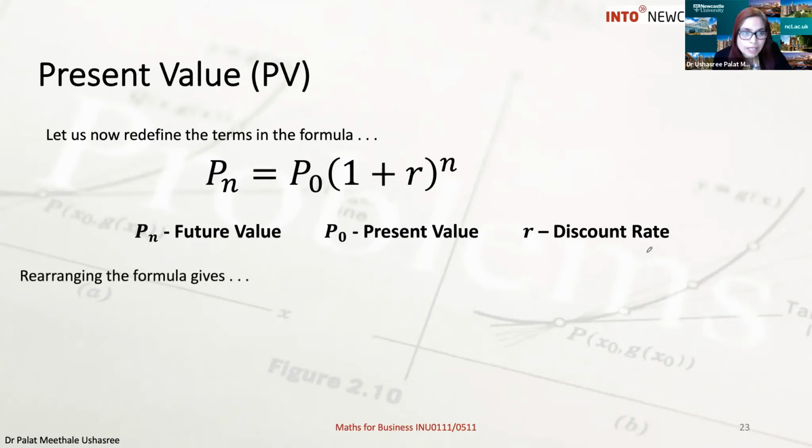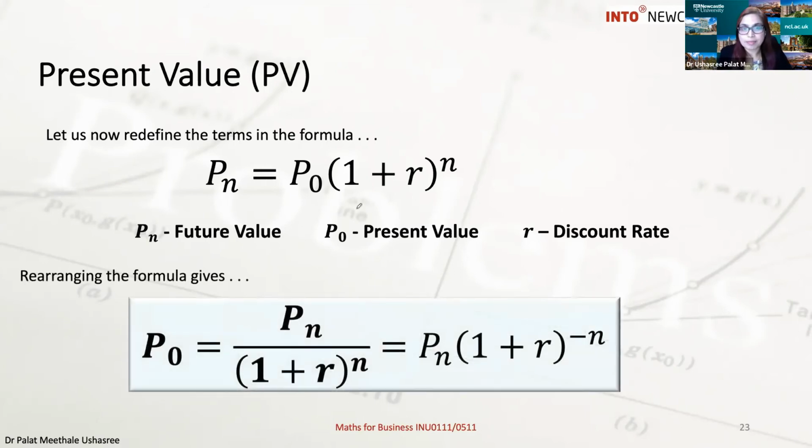So rearranging the formula, we get the present value is equal to the future value divided by 1 plus the discount rate, R, to the power of N, the number of years. So that is a very important formula, guys. That's how you calculate present value. Present value is very important to understand and compare which investment is better for you.